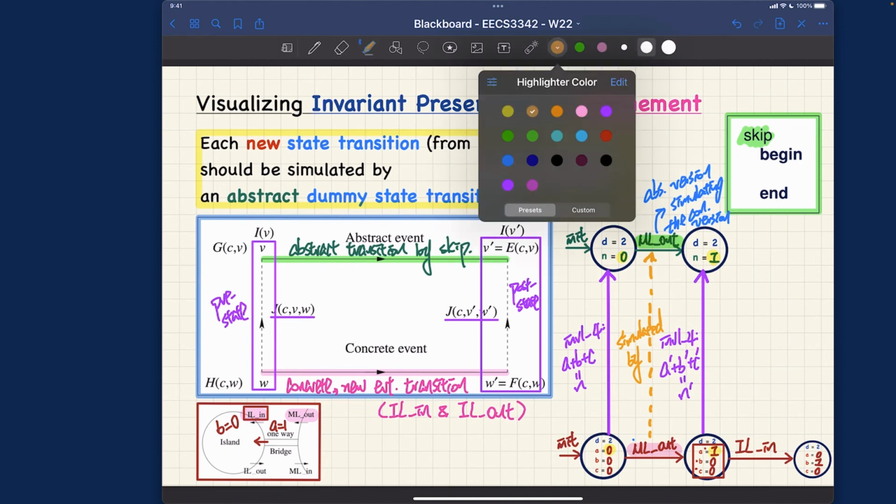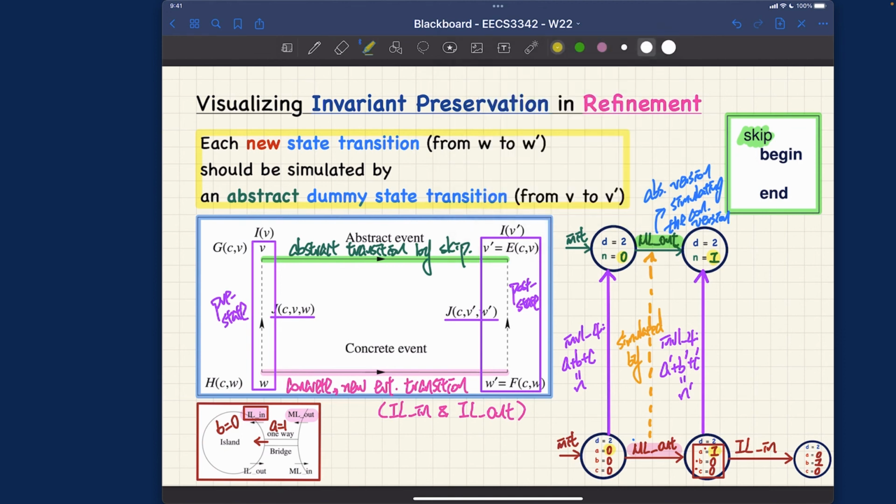Let me highlight them. So we actually decrement A and also increment B, right? So that'll be the concrete states. And what will be the corresponding abstract events that will simulate this concrete transition? It's going to be, as we said by definition, skip. Again, it's going to be simulated by skip because we simply don't have, strictly speaking, any abstract counterpart for these newly introduced events at the concrete level in the refinement model.